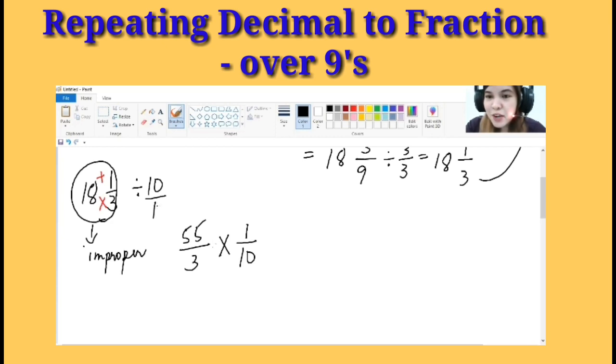Okay? So, after nyo ma-reciprocal, pwede ka na mag-perform ng operation. So, to multiply fraction, multiply the numerator to the numerator, denominator to the denominator. So, 55 times 1 is 55. Then, 3 times 10 is 30. And then, ilowest term, madidivide to sa 5. Tama? 55 divided by 5, that is 11. So, 30 divided by 5, 6.